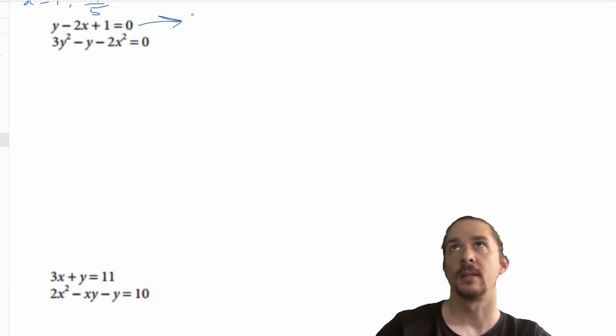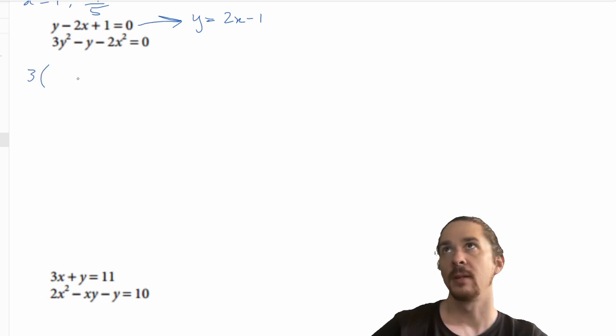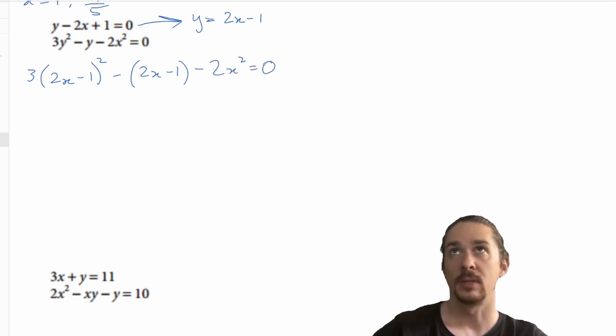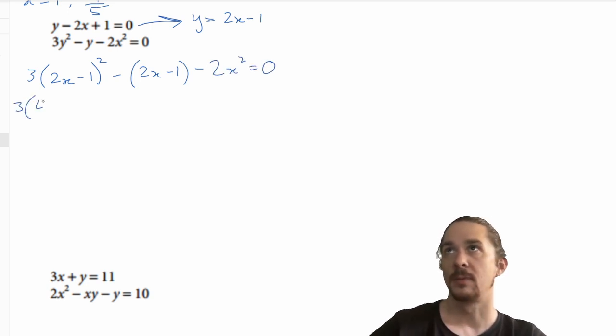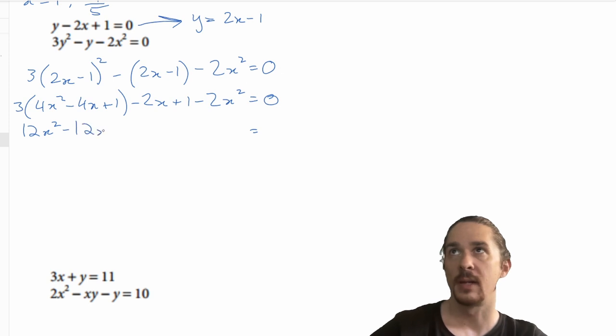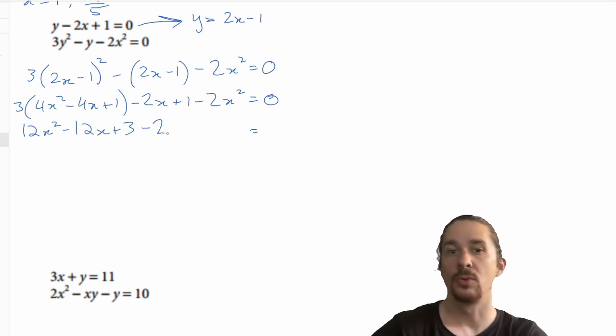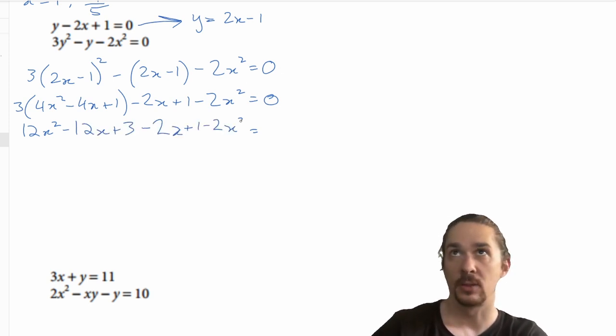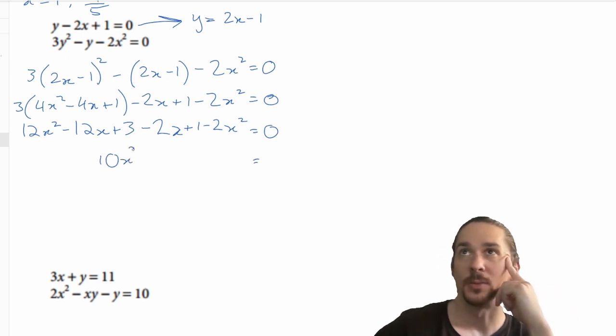So top guy here says y is equal to 2x minus 1. We substitute that in here. We're going to have 3 times (2x minus 1) squared minus (2x minus 1) minus 2x squared. That's equal to 0. Let's expand these brackets out. 3 times (4x squared minus 4x plus 1) minus 2x plus 1 minus 2x squared. 12x squared minus 12x plus 3 minus 2x plus 1 minus 2x squared. So we've got 10 amounts of x squared, -14 amounts of x, and then plus 4.